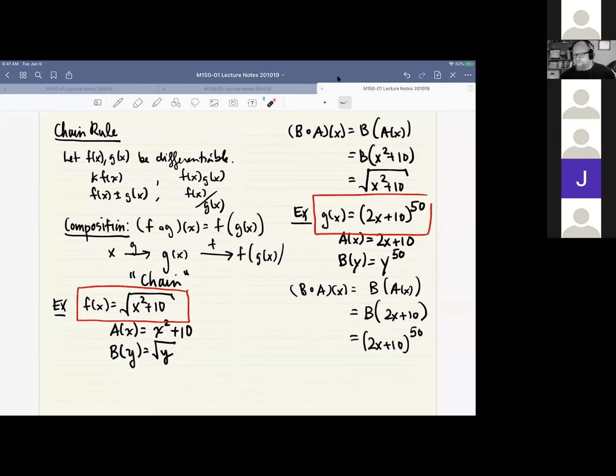Yeah. Well, what exactly are you doing? You said B of A. Okay, so you're putting A of X into B. Correct. I'm doing what I did here, except with A's and B's instead of F's and G's. So my first function here, X goes to A of X. That's this first step. And then the function B takes what it got from the first function and takes it to the second function.